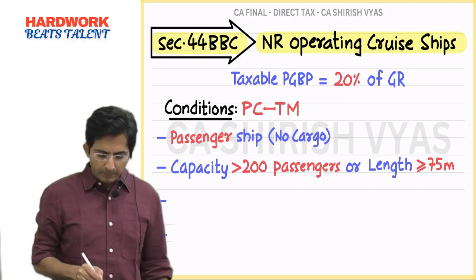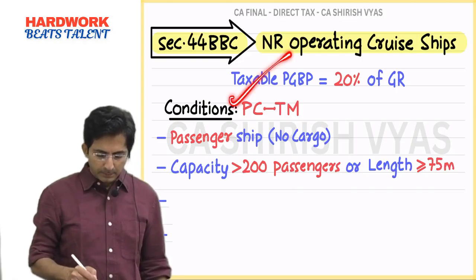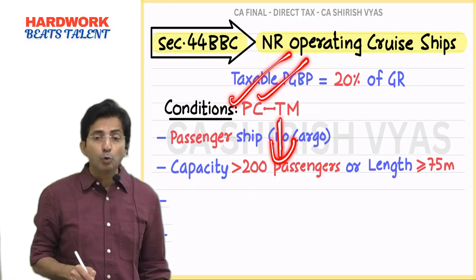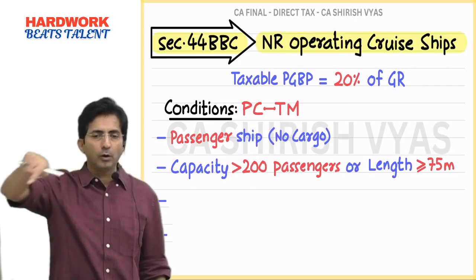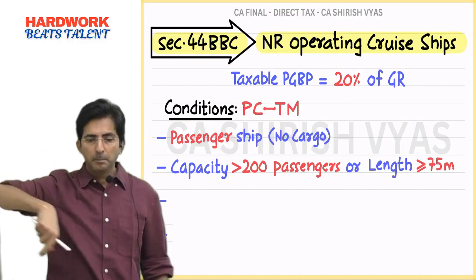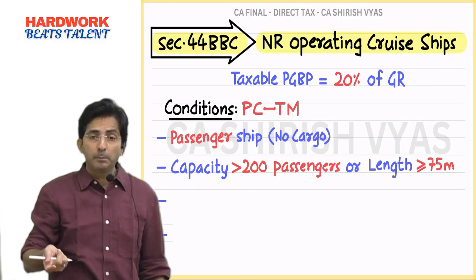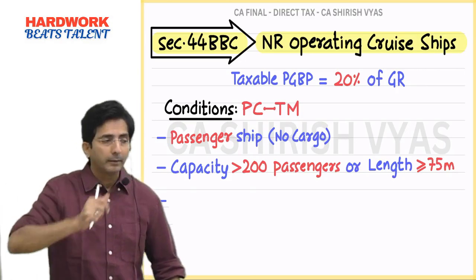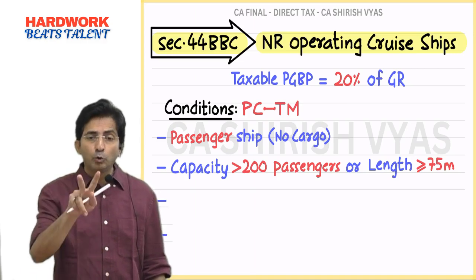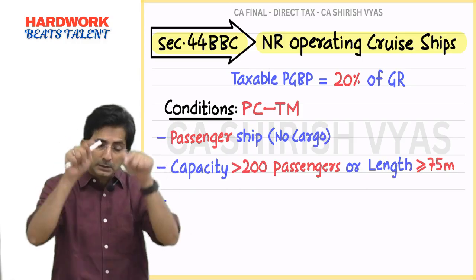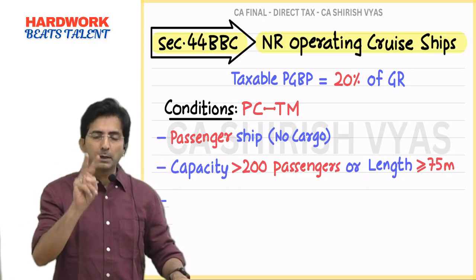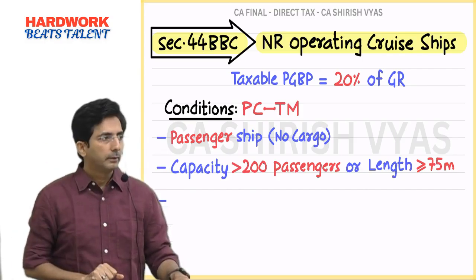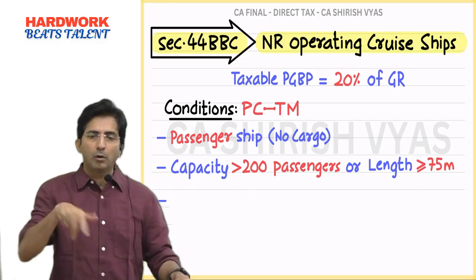Then what is the keyword? P for passenger ship. C for capacity. T stands for it should touch minimum 2 ports. See, that cruise ship is sailing in Indian waters. But in India, there are many ports, port at Goa, port at Mumbai. So it should touch minimum 2 ports, or it should touch the same port twice. In 2 times, it has to come to a port. It should not happen that it is just sailing in the water only.